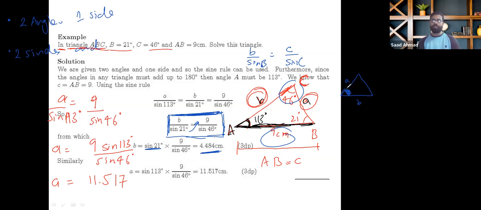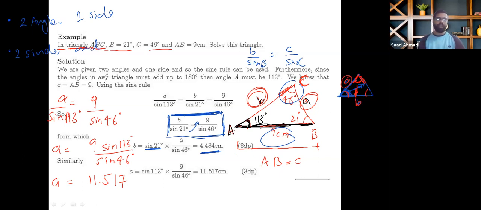Now I cannot use the law of sines. Why not? Because the angle and its opposite side should be known. If I am given two sides, I should be given something opposite to it, the side which is opposite to it. Let's say I am given this side, the red one, and I know this A and B, then I can use it. I can use this side and then find this angle and this angle.